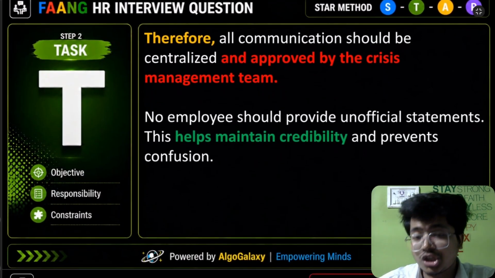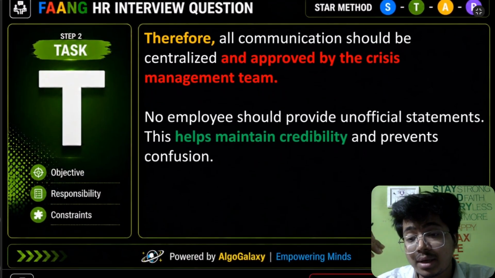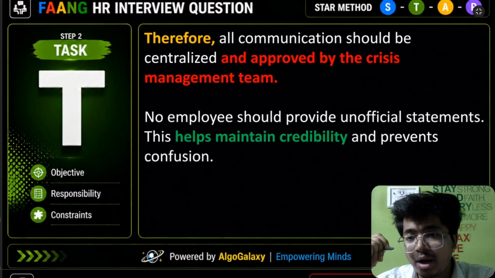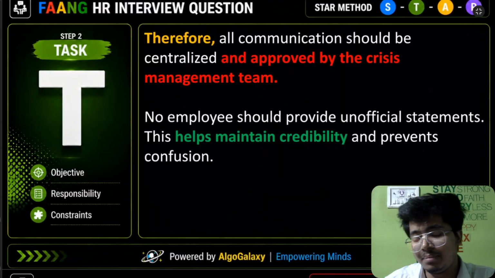Therefore, all communication should be centralized and approved by the crisis management team. No employee should provide unofficial statements. This helps maintain credibility and prevents confusion. So these are the strong rules we will be following during this situation.